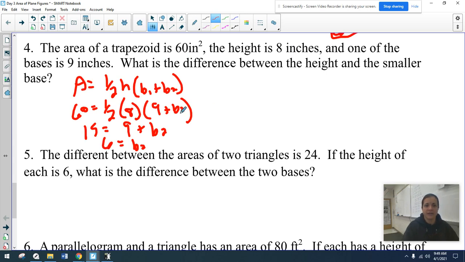Okay, so now it says, what is the difference between the height and the smaller base? So I've got one of the bases is 9, my smaller base is 6. So that means I've got to do 8 minus 6 and get 2 inches.